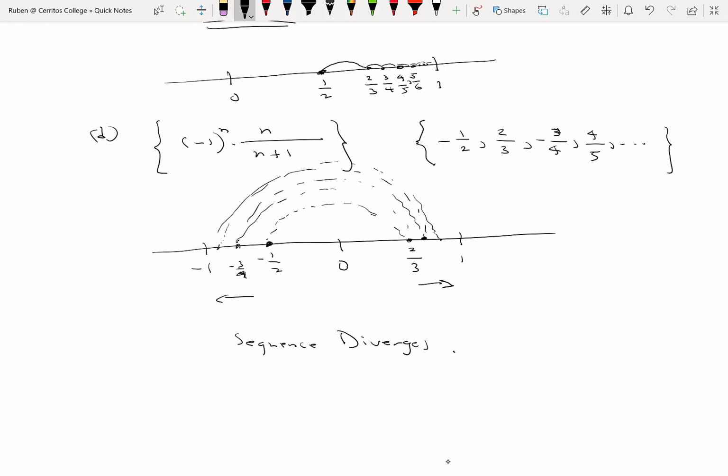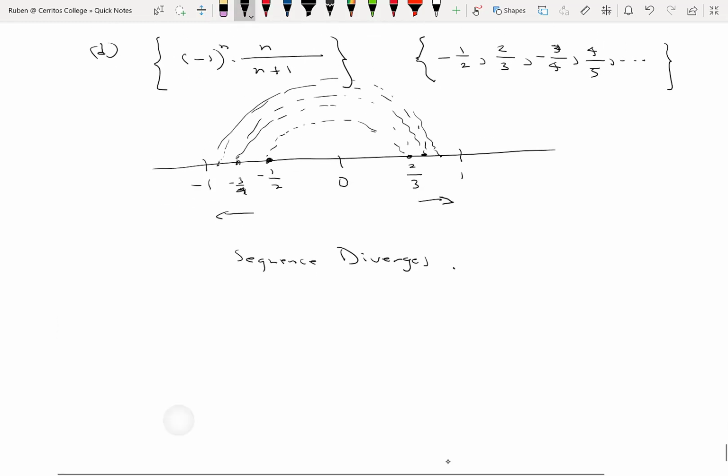Okay. So let's take a look at our next sequence. Not all sequences have to be difficult. E. The sequence that contains the general term 3. So the first term is 3. The second term is 3. The third term is 3. The fourth term is 3. This sequence converges.